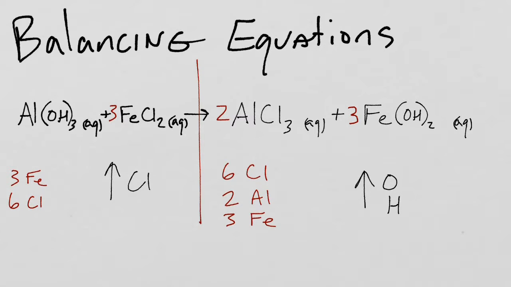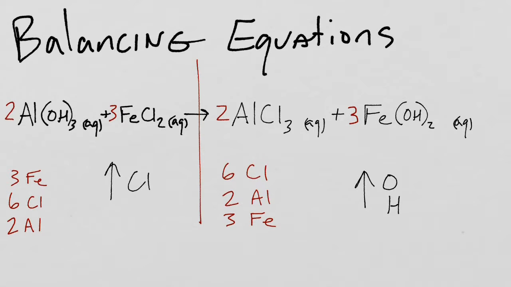Right? Maybe you can already see what we're going to have to do to aluminum hydroxide over here. We know that we need 2, because there's a 2 up here. So now we have 2 aluminums. There's only 1 aluminum over here, so we're going to need to put a 2 there. That's going to give us 2 aluminums.